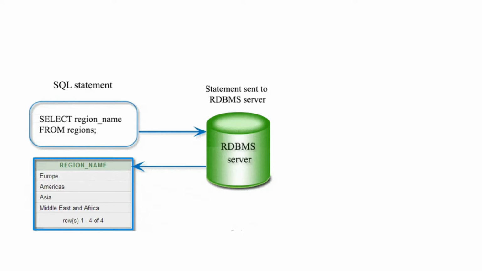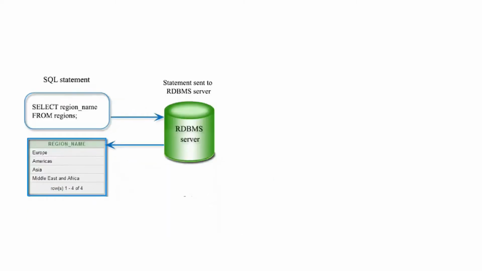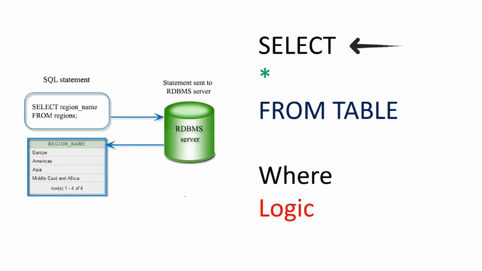So here we have the table. In the table we have Europe, America, Asia. This is the region name. That's what we get from the database. Now basically, how do we write any query? We have some select statement, and this star is nothing but, just as of now, you can consider this as some rows.